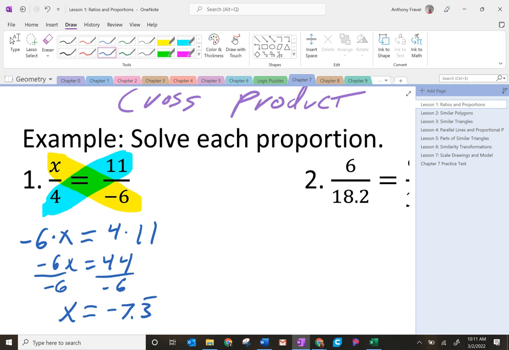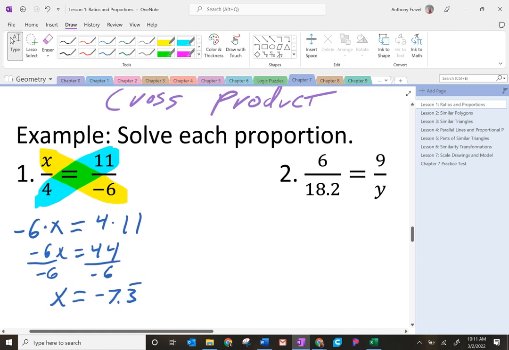In some later lessons, we'll do it with the actual shapes that go along with it. But as long as you can get to this setup, this cross product step, it won't be a problem. So one more time, these two will go together, and then these two will go together.